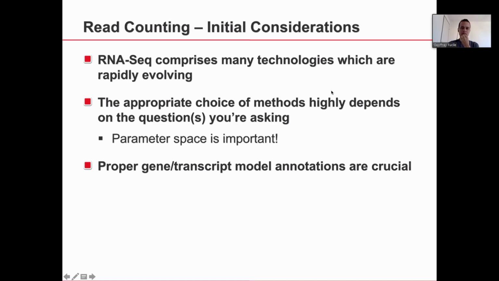Another thing to consider is that RNA-seq comprises many technologies which are rapidly evolving. And so if we're talking about the Illumina style sequencing, that needs to be treated differently than if we're talking about long read sequences from Pacific Bio sequencers, for example. Depending on what library prep you used at the beginning, you have to consider how that may affect how you're doing your read counting. And you need to be aware of the questions that you're asking. And this also will affect which particular protocol you use. What's really crucial is that your gene and transcript model annotations are accurate, right? So if you have a poorly annotated reference, you're going to not be able to make sense of what it is you're looking at.